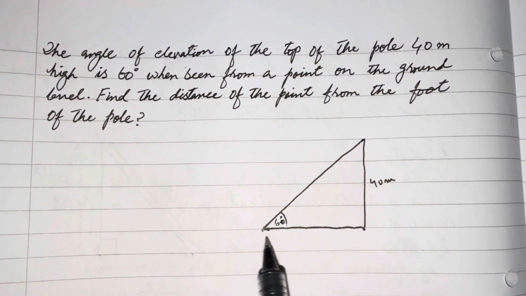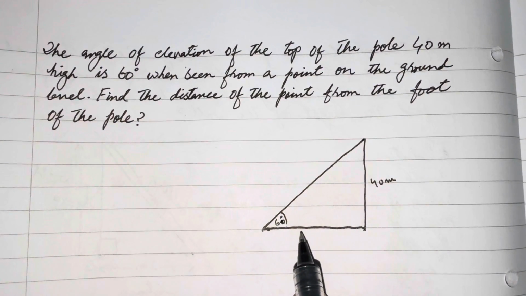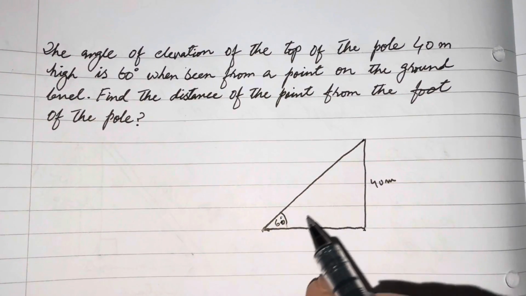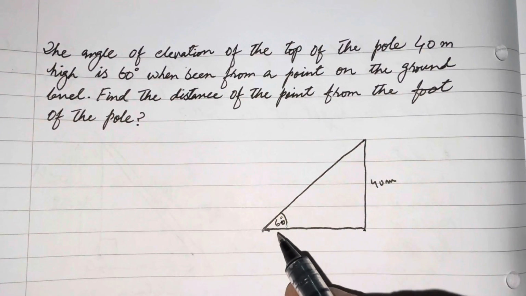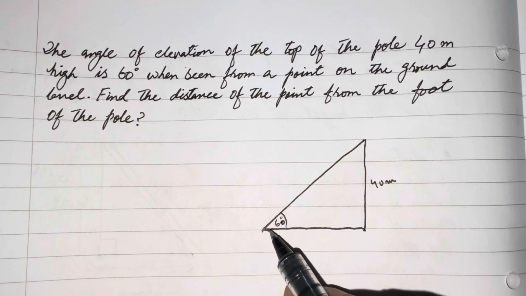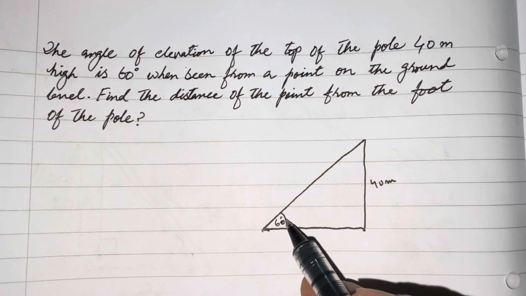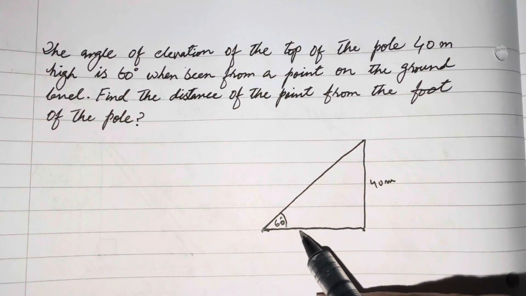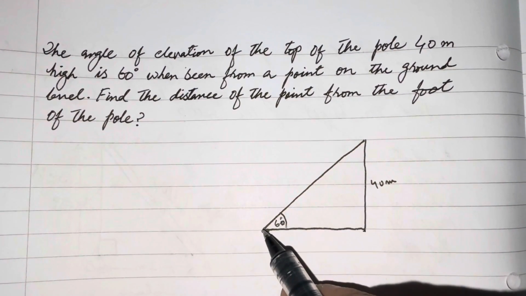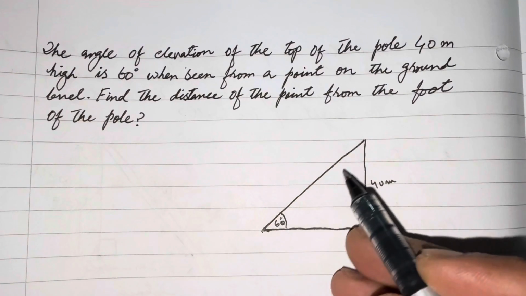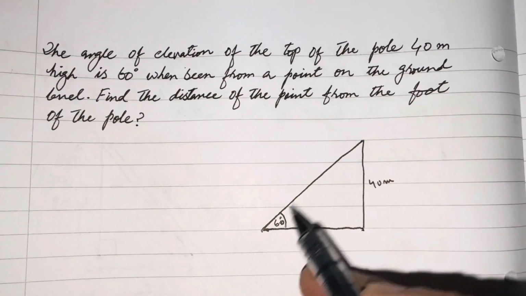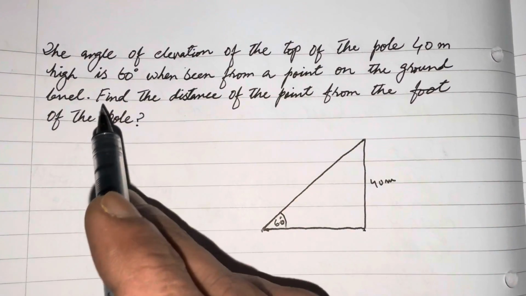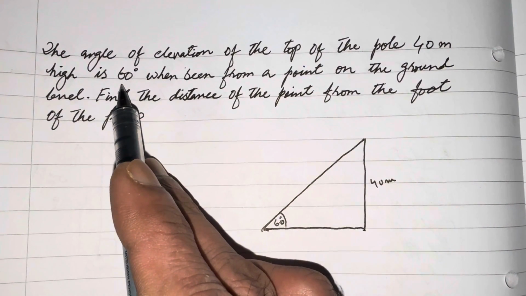So the other angle is called the depression angle. We will discuss in our next videos, but here we are discussing the angle of elevation, which is 60 degrees, making with the horizontal line when we join this point with the top of the pole. So that is called the angle of elevation. So angle of elevation is given as 60 degrees.